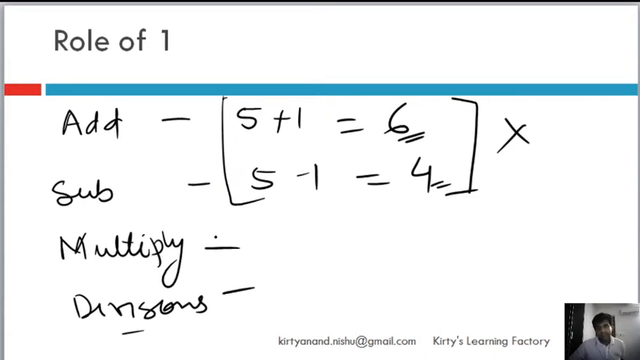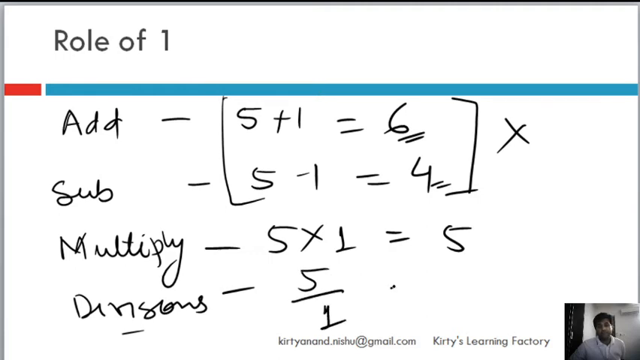The role of 1 actually comes during multiplication. So whenever you multiply 1 to any number, the value does not change. And whenever you divide any number by 1, the value does not change. So basically, the role of 1 is very similar to the role of 0 in addition and subtraction. Whenever I add 0 to 5, nothing will change, or subtract 0 from it, nothing will change.